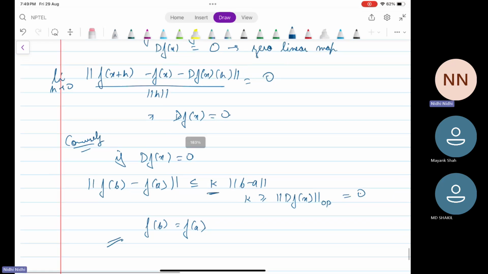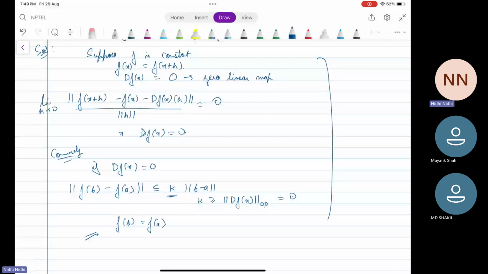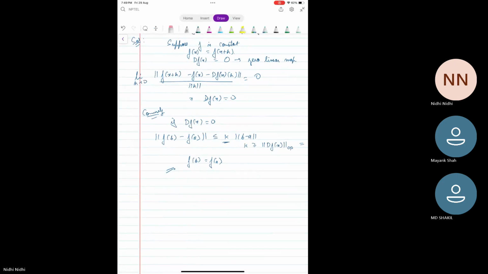So yeah, I would like you to try writing this proof properly. Ma'am, what will be the problem if U is not connected?